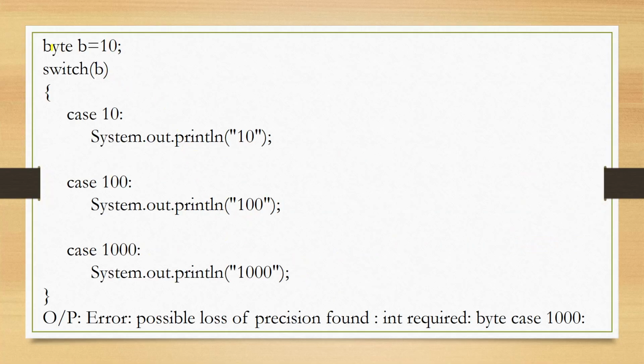So this is the same example here. This is of type byte, and then this is valid. This value is also valid, but the value 1000 is not valid. So we'll get an error, possible loss of precision, that is required int, and we are given here byte.